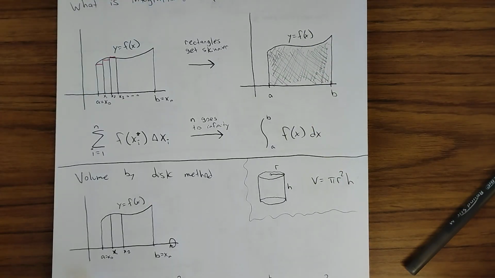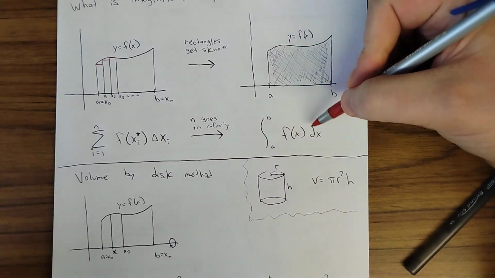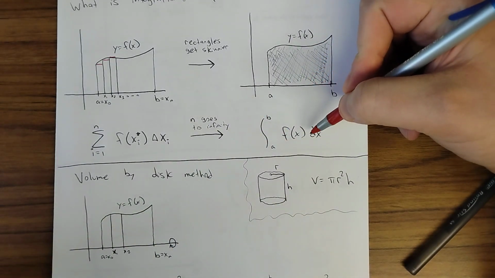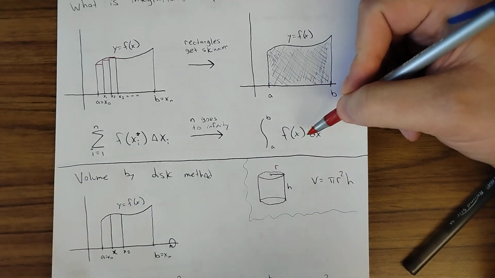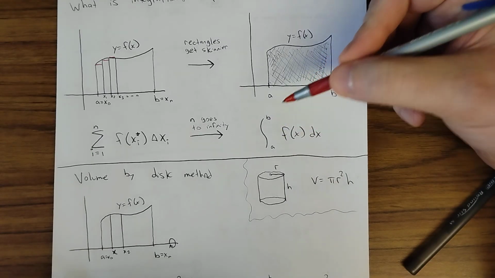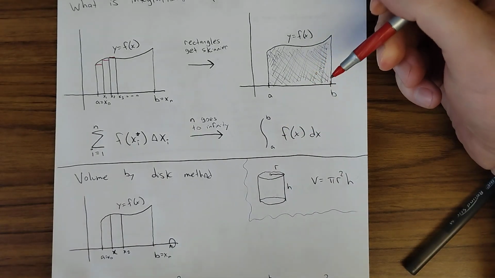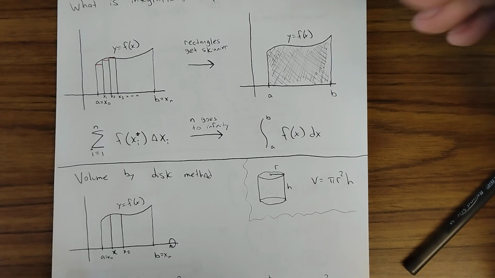This is the indefinite integral, and of course we learned in Calc 1 that the standard way to find this, once you know the fundamental theorem of calculus, is to find the antiderivative, plug in b and plug in a, and subtract. But let me not get ahead of myself here.